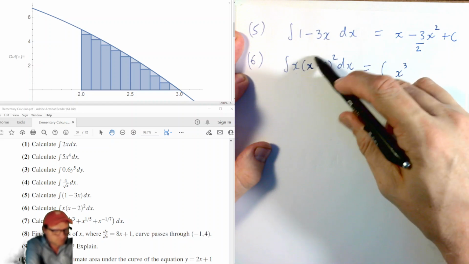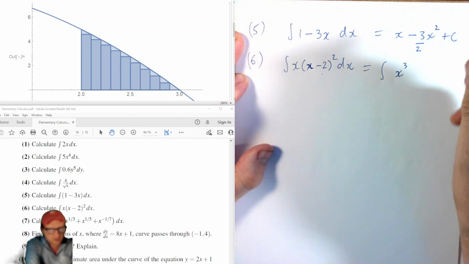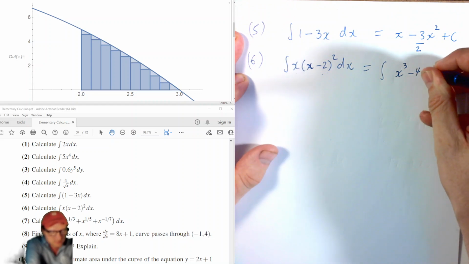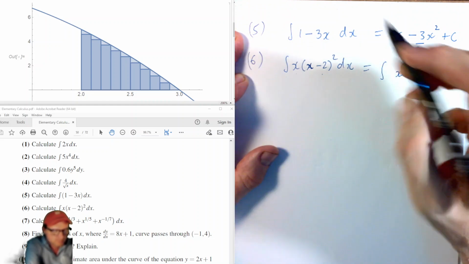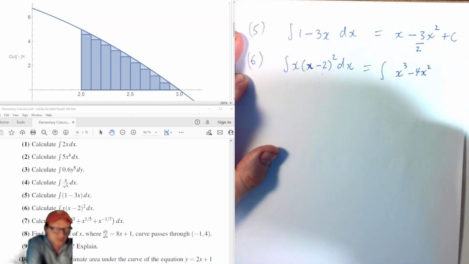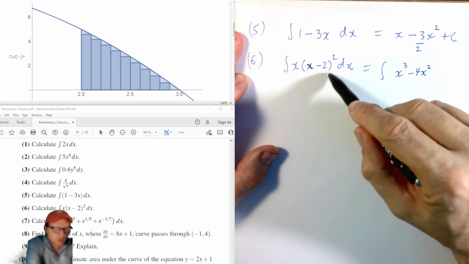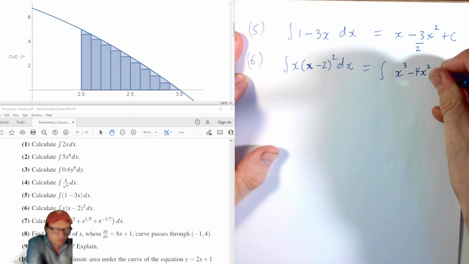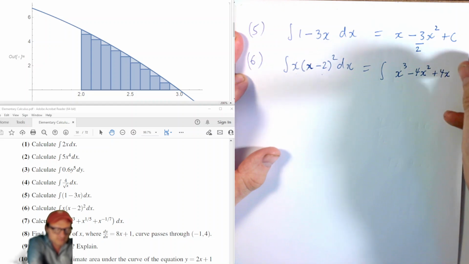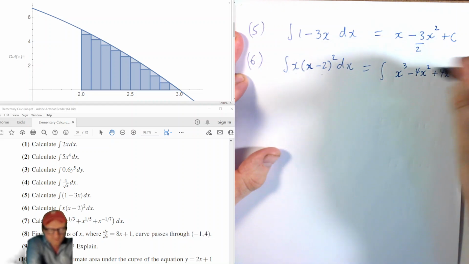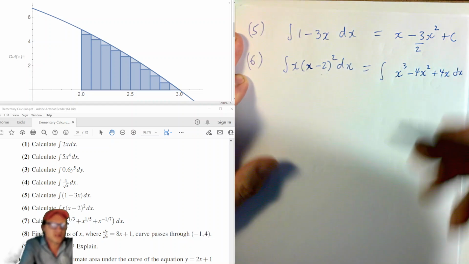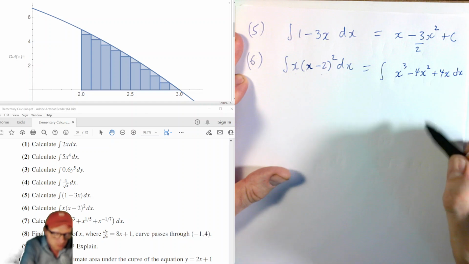The middle term of the square is minus 4, 2 times 2, x to the power of 1, but then we multiply in another x, and so we get minus 4x squared. Okay, squaring minus 2, we have plus 4, but then we multiply by x, so we have plus 4x. So all we have done here is expanded that expression. Okay, so now let's integrate this resulting polynomial.